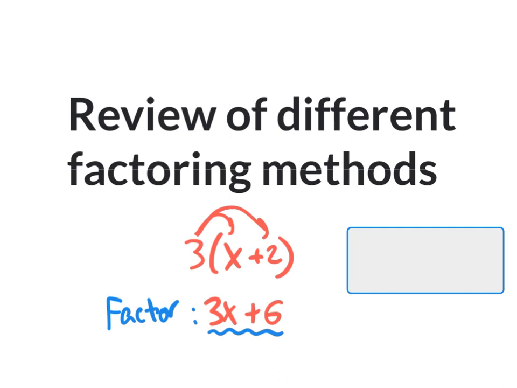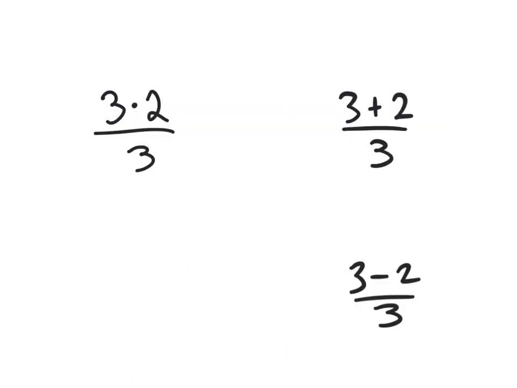Again, factoring is a reverse distributive property. And if we understand right here, it says something plus something, and when it's factored, you end up with something times something. That's very important to understand why we factor. Check this out. We have 3 different fractions here. This one says 3 times 2 divided by 3, because a fraction is really a division problem. This says 3 plus 2 divided by 3, and 3 minus 2 divided by 3.